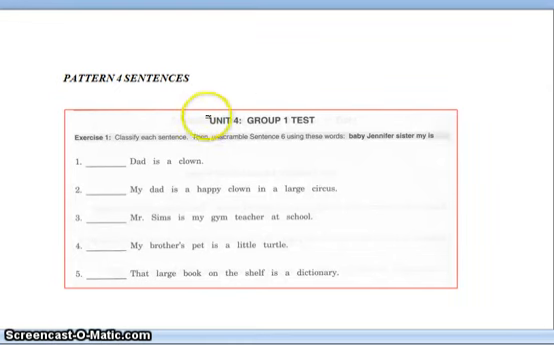Okay, we are going to go ahead and get started with the pattern 4 and 5 sentences. We're going to start with the first sentence here. These are the last two pattern sentences, by the way. We don't learn any more for the rest of the semester, so that's a good thing. So let's go ahead and get started with Dad is a clown.